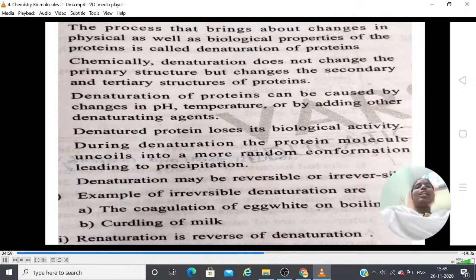Next, denatured protein loses its biological activity. During denaturation, the protein molecule uncoils into a more random conformation leading to precipitation. Denaturation may be reversible or irreversible. Examples of irreversible denaturation: coagulation of egg white on boiling and curdling of milk. Renaturation is the reverse of denaturation. Okay.